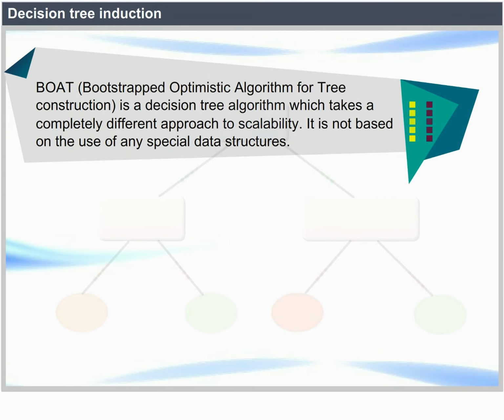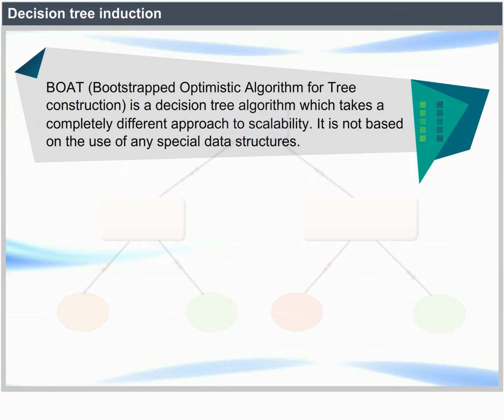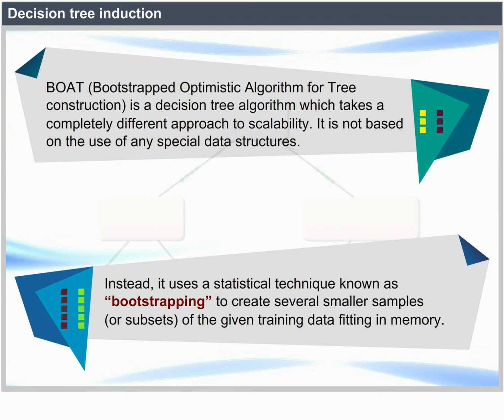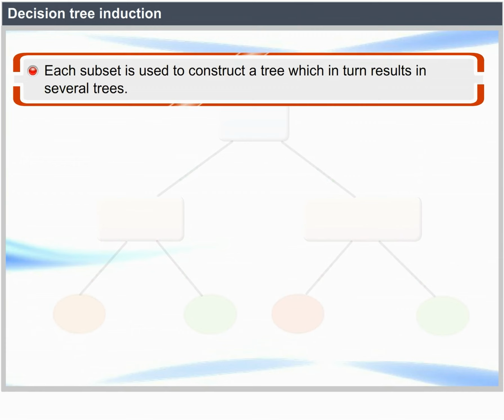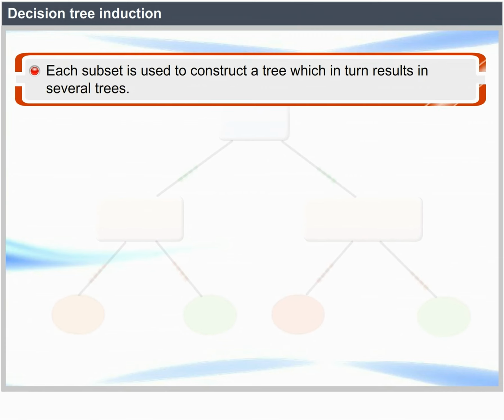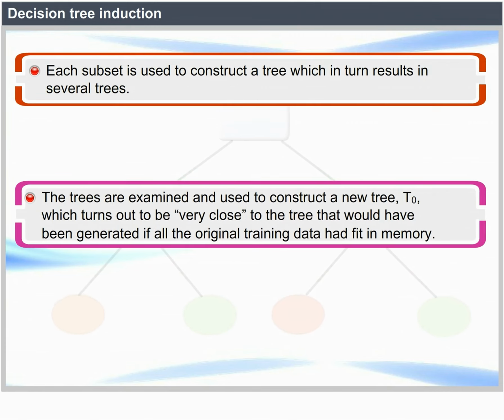BOAT, Bootstrapped Optimistic Algorithm for Tree Construction, is a decision tree algorithm that takes a completely different approach to scalability. It is not based on the use of any special data structures. Instead, it uses a statistical technique known as bootstrapping to create several smaller samples or subsets of the given training data, each of which fits in memory. Each subset is used to construct a tree, resulting in several trees. The trees are examined and used to construct a new tree, T0, that turns out to be very close to the tree that would have been generated if all the original training data had fit in memory.